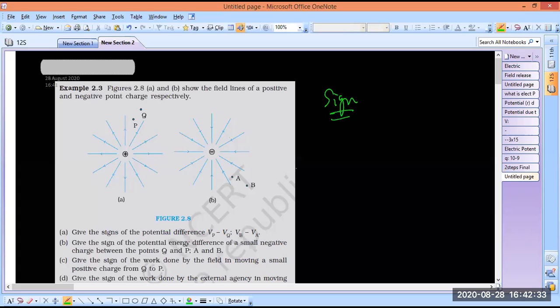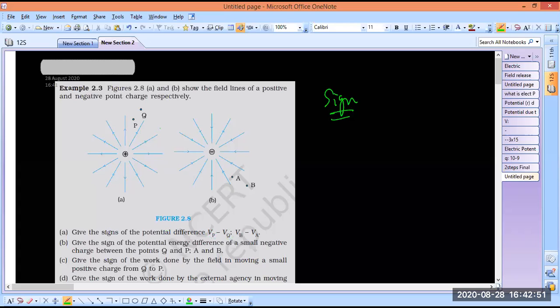So we just have to check which is more. If Vp is more than Vq, then Vp minus Vq is positive. Otherwise, it is negative. Okay, so let's start.